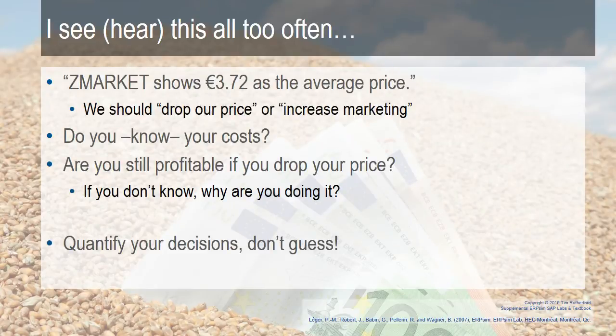I hear this all too often. Something like, the Z market report shows €3.72 as the average price, we should drop our price, or we should increase marketing. How do you know that dropping your price below €3.72 is still profitable? Unless you've done that calculation, you might be selling below cost. If you increase your marketing, how do you know that the marketing you're putting in is going to end up being within your profit? So quantify your decisions, don't guess. If you don't know, why are you doing it?